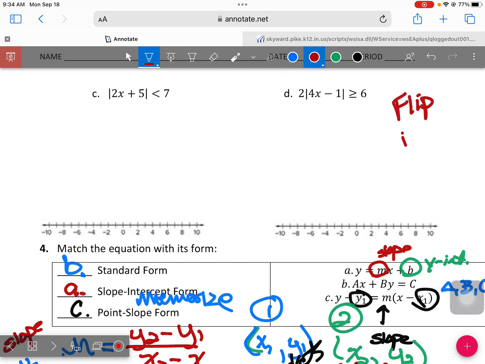What else, guys? This is your review. I had a brain fart on number 7 C. I can't think of it. Okay. Well, let's look at 7C.